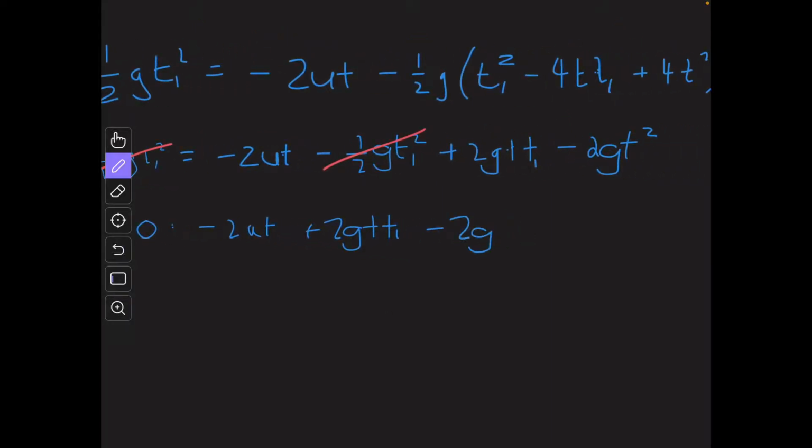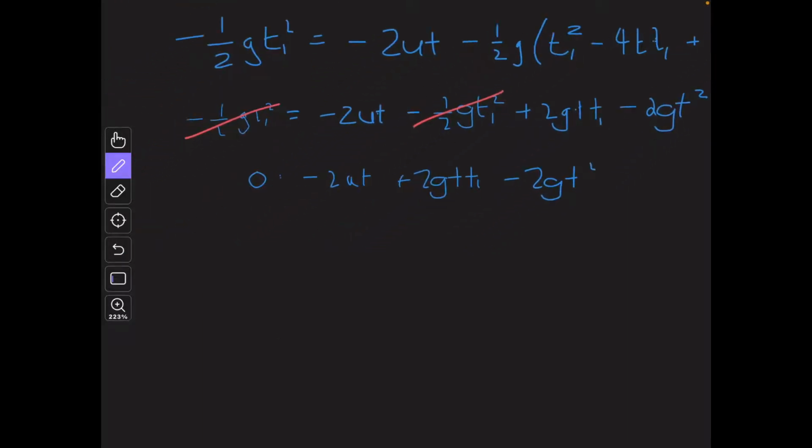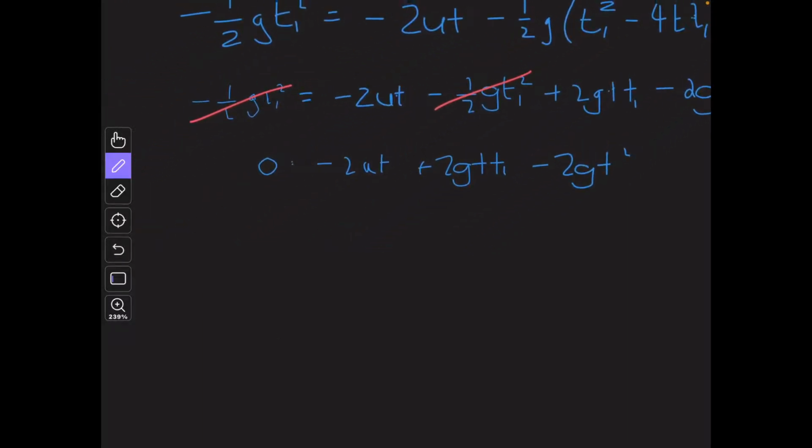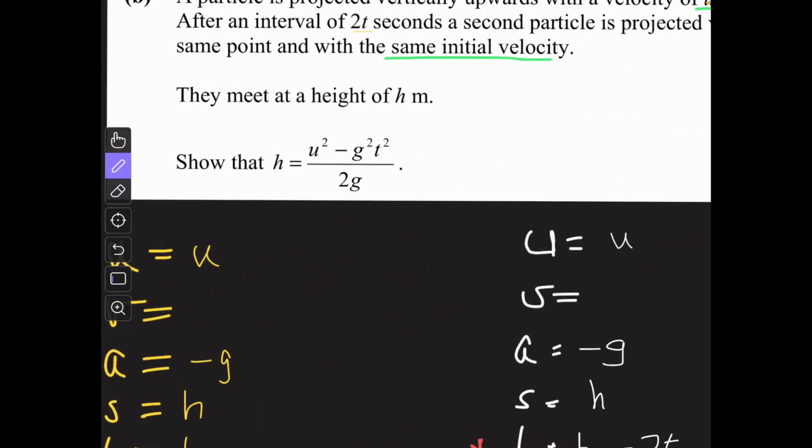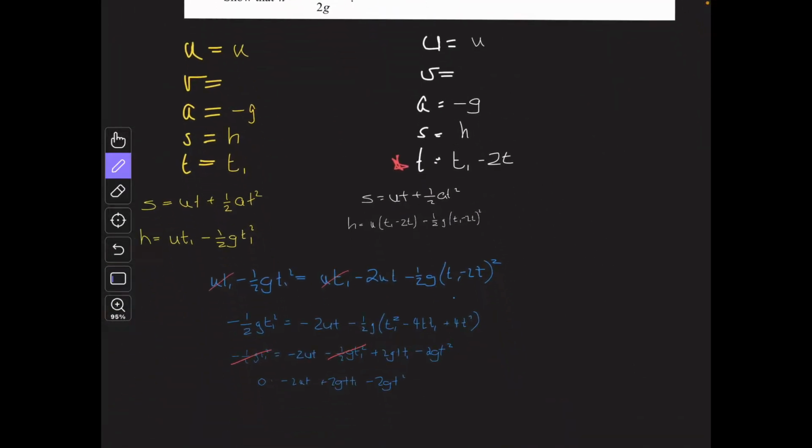Now, what am I aiming to do here is usually a question I get. So what are we doing? I'm trying to get T1. If you'll notice back in the question, we don't have any T1 here. When they asked us to show it, there was no T1. So we want to get rid of T1.